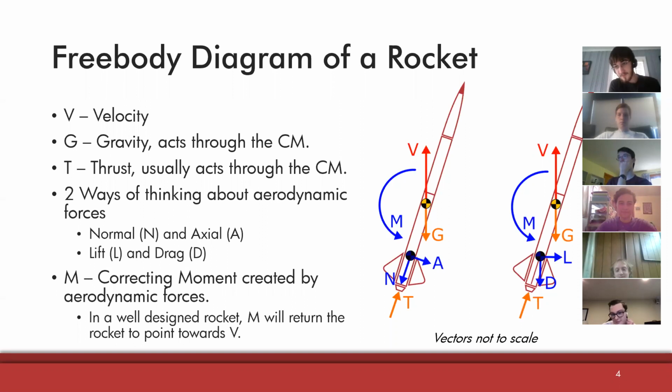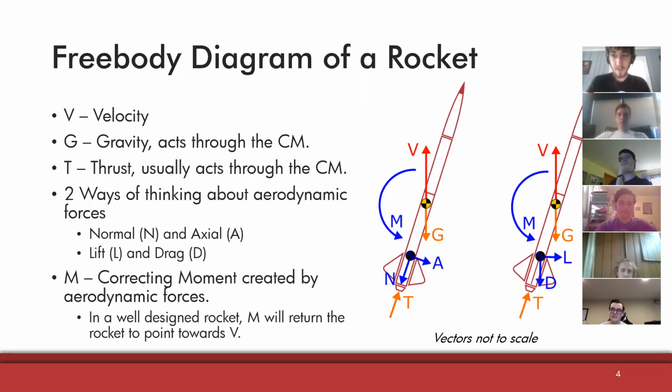So the first thing I wanted to start off with, you guys have all taken physics, so I'm sure you recognize a free body diagram. I wanted to go over the forces acting on a rocket. Obviously, the first thing, it's not really a force. I just have the velocity marked here with the red vector v.